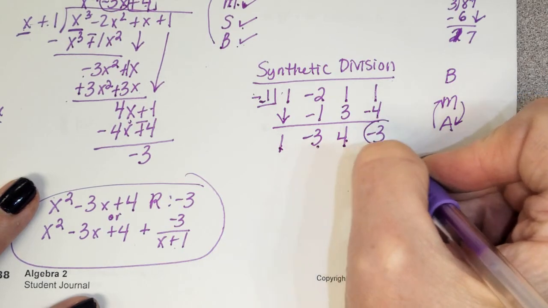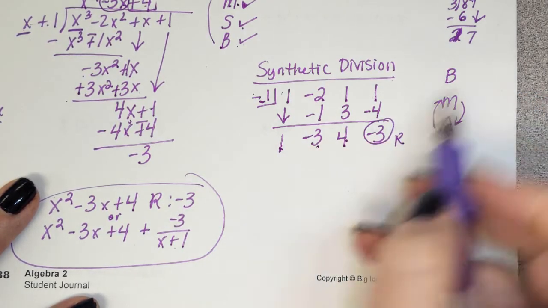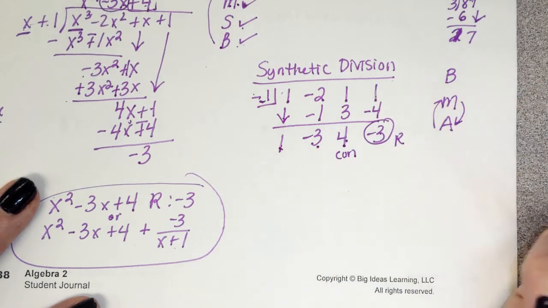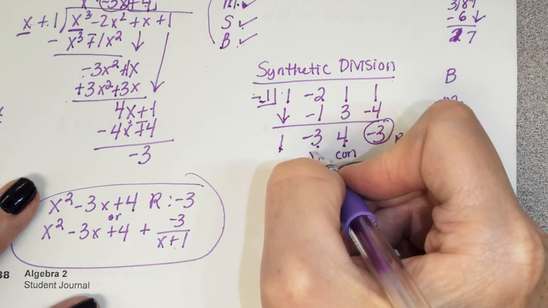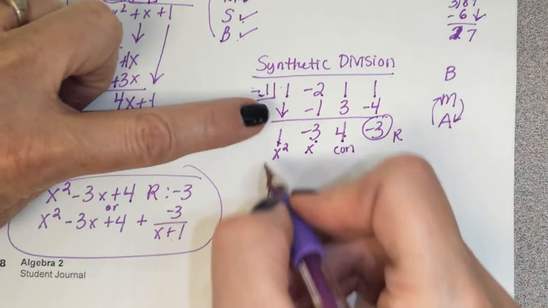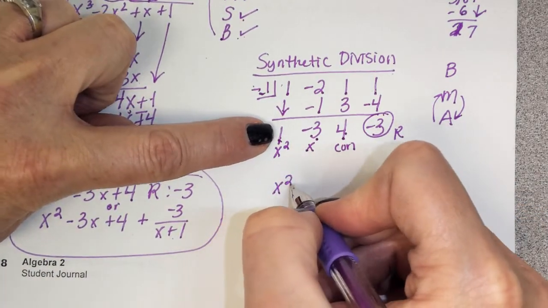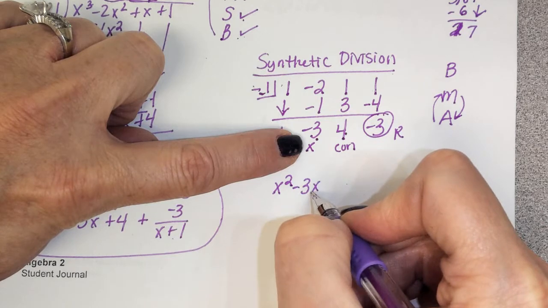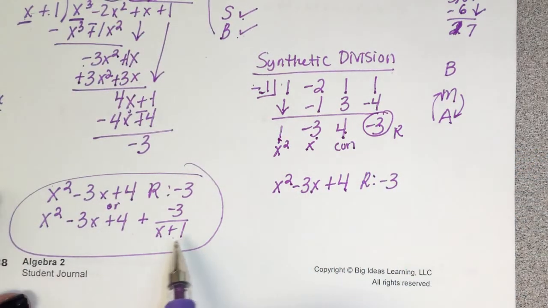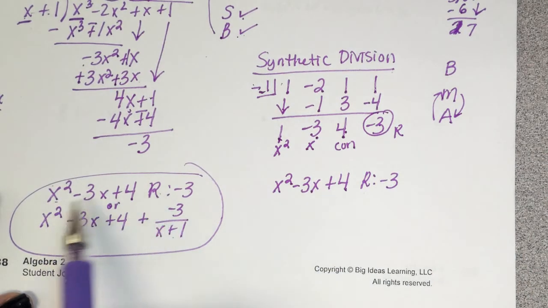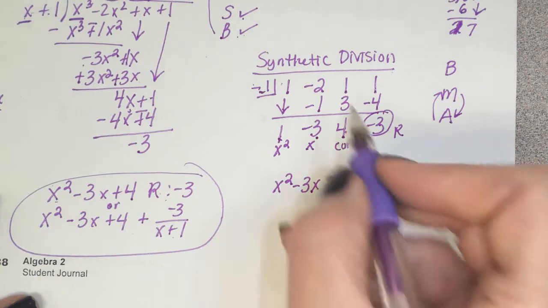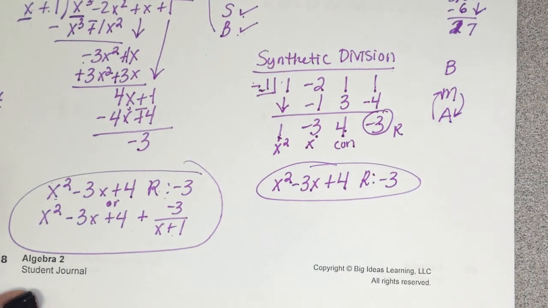Okay, just watch. Right here, this is the remainder. This is my constant term. We'll just call it CON. This is my x term, and this is my x squared term. So see what my answer should be? 1x squared minus 3x plus 4, remainder negative 3. See how we got the same answer as when we did polynomial long division? We got the same exact answer.